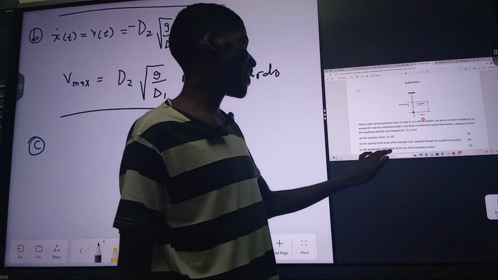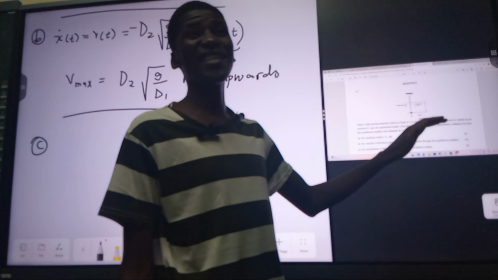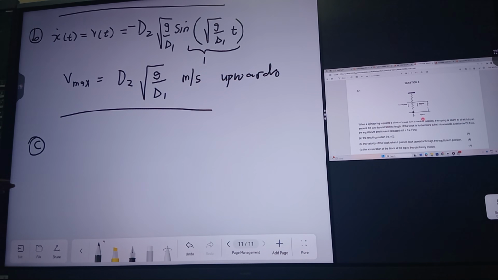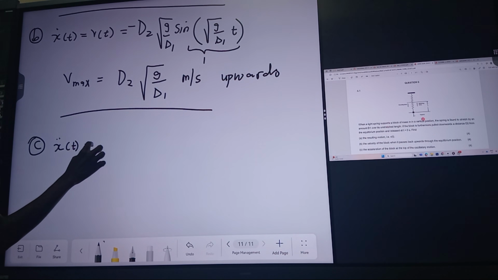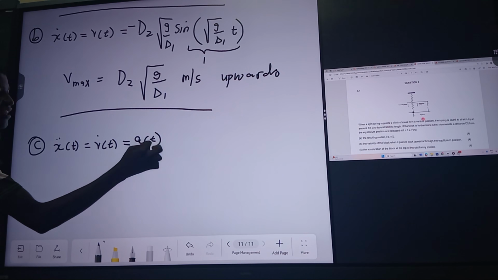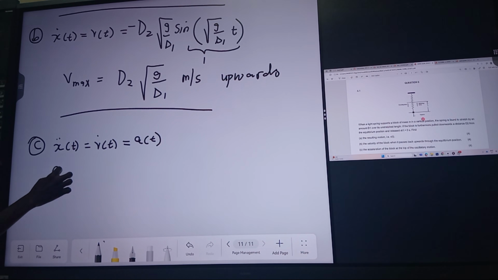Question 1, find the acceleration of the block at the top of the oscillatory point. So find the acceleration. The equation for acceleration is the second derivative of position. Or you can say it is the first derivative of velocity. All of that represents the acceleration. So let us differentiate the velocity now and find the acceleration.